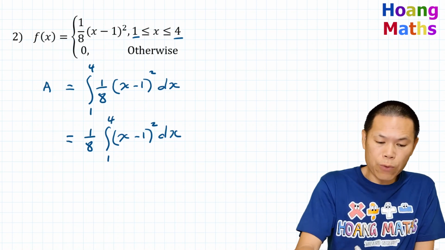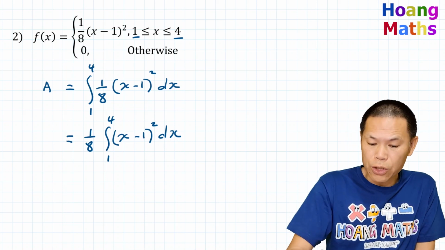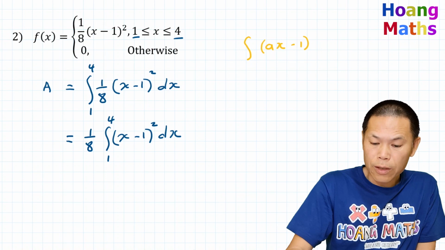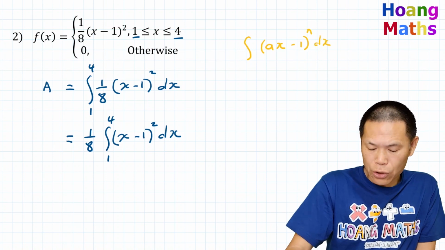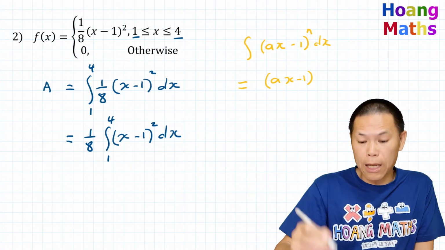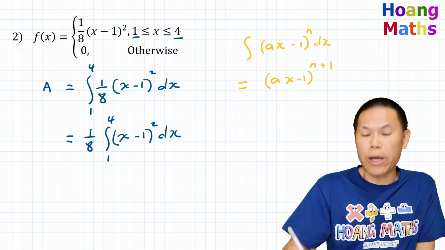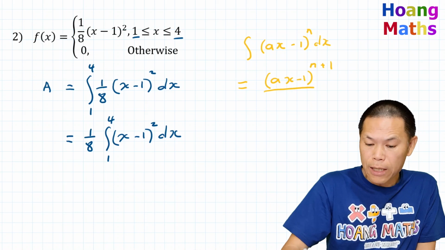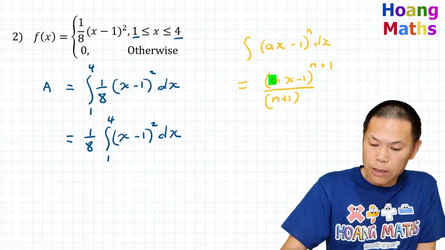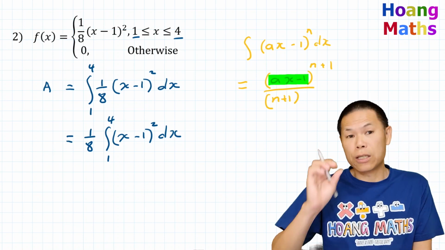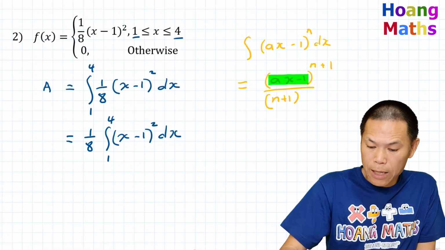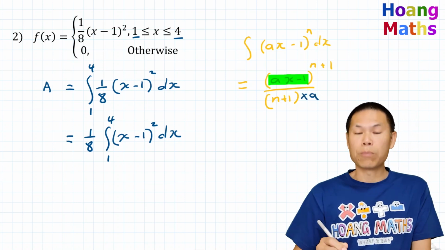Now, don't forget, if we integrate these kinds of functions, so integrate (ax minus 1) to the power n dx, that will give me (ax minus 1) to the power n plus 1, because when we integrate we add 1, and we divide by n plus 1, and we multiply by the reciprocal of the derivative of this. That is, differentiating ax minus 1 gives a, so we divide by a as well. So keep that in mind.